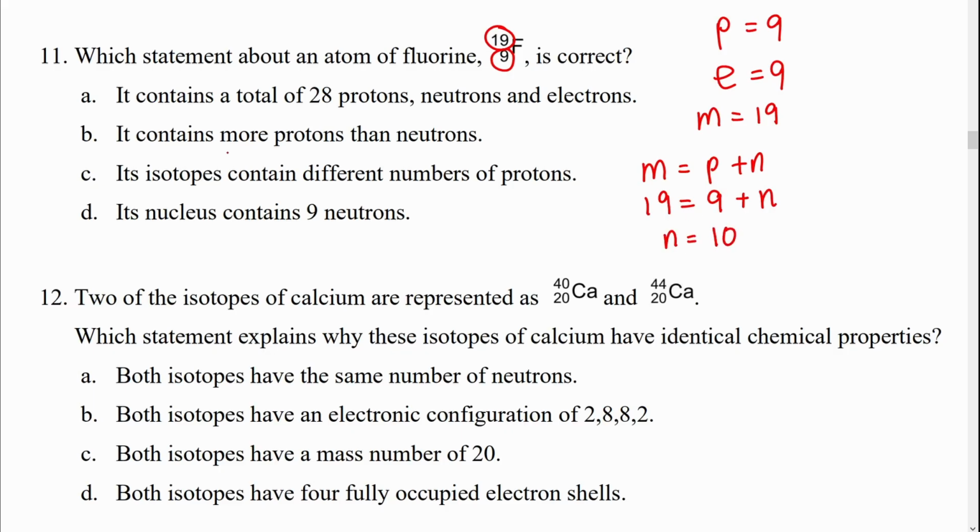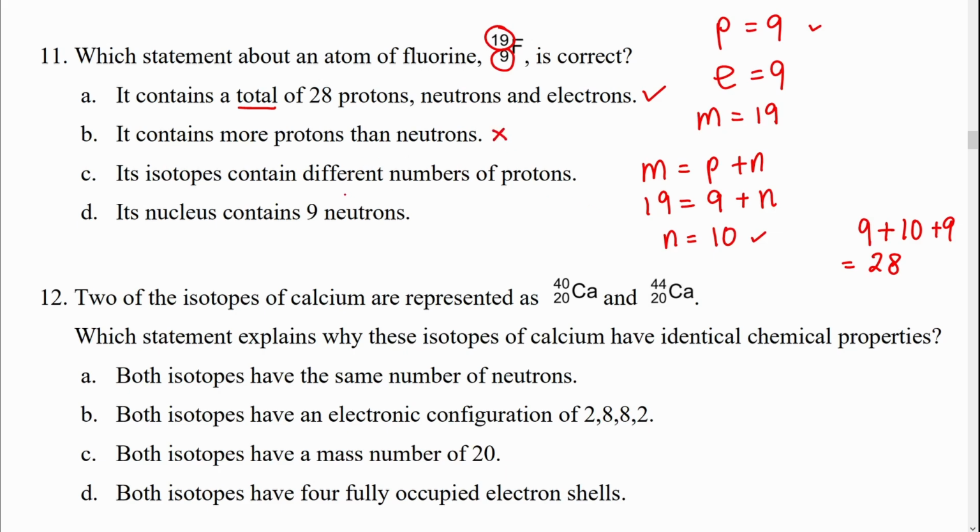So now let's check the options here. It contains a total of 28 protons, neutrons, and electrons. So altogether, the proton here is 9, right? And neutron is 10, and electron is 9. So altogether, they make up 28. So that's correct. Next, it contains more protons than neutrons. The proton is 9 and the neutron is 10. So it means the neutron is more than the proton, right? So this one is wrong.